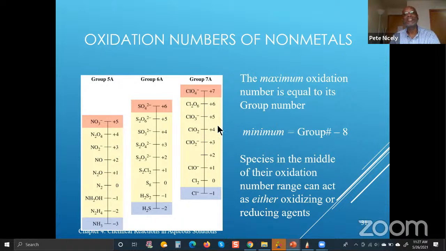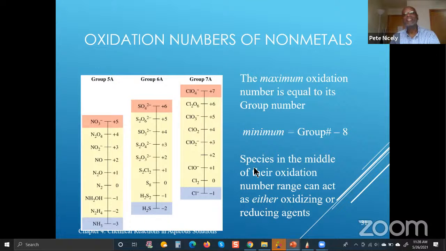And you can determine the maximum and minimum numbers by basically this rule here. The maximum oxidation number is equal to the group number, right? Such as nitrogen +5, sulfur +6, and so on. And the minimum oxidation number would be equal to the group number minus 8. So for example, in the case of group 7A, the minimum oxidation number for any element in that group would be 7 minus 8, which is -1, which is what we have here in the case of the chloride ion, all right?